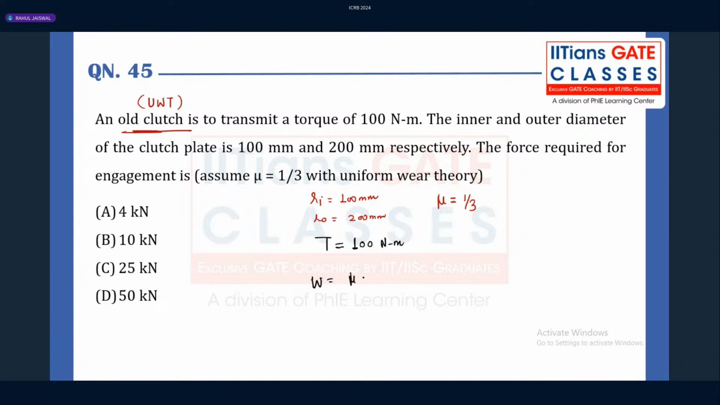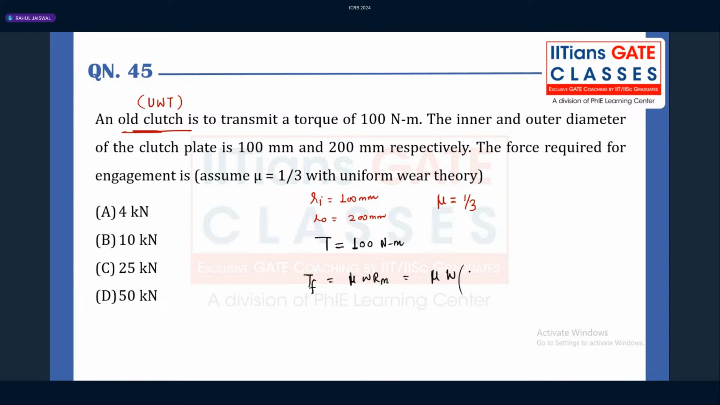We know that mu into W into the friction radius. What is the friction radius for the uniform wear theory? Mu into, this is the friction torque formula. But what is the value we need to find? We need to find the force required for the engagement, guys. So this is the formula for frictional torque.